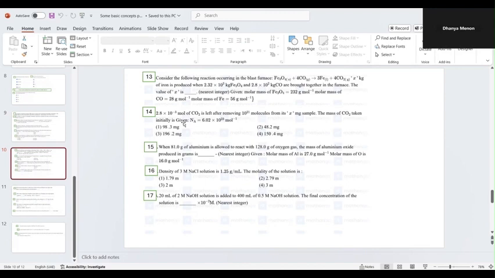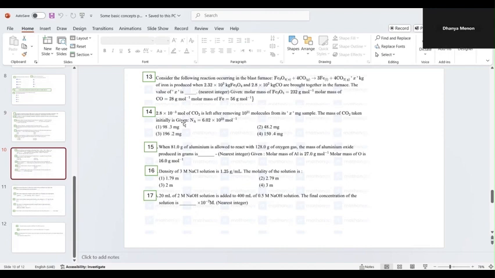So students, this is question number 13. Now in question number 13, there is a reaction in a blast furnace where iron oxide is reacted with carbon monoxide, giving you iron and carbon dioxide. So they have given you directly the reaction. So I'll just write down the reaction. Iron oxide is reacting with carbon monoxide to give you iron and carbon dioxide.